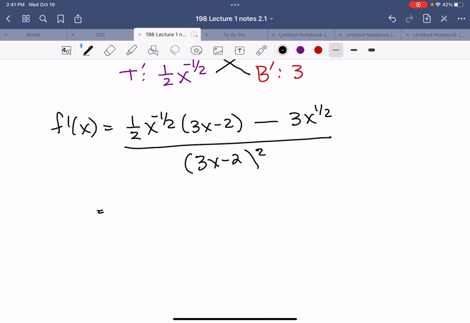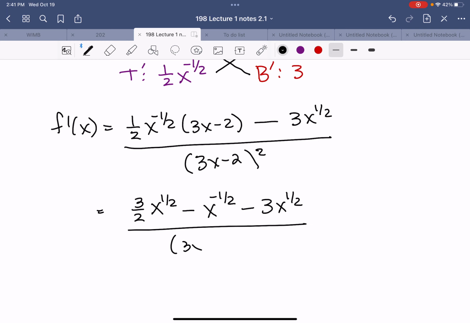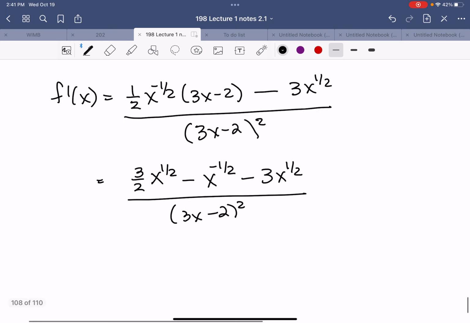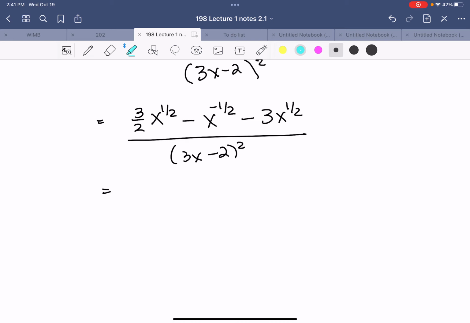Okay, we want to simplify. So this is going to give us 3/2 x to the 1/2. Make sure you're adding exponents there. Minus 2 and 1/2 cancel, so I just have x to the minus 1/2. Minus 3x to the 1/2, all over 3x minus 2 squared. These two are now like terms, so I can add those two together. So negative 3 plus 3/2 gives me negative 3/2 x to the 1/2 minus x to the negative 1/2.